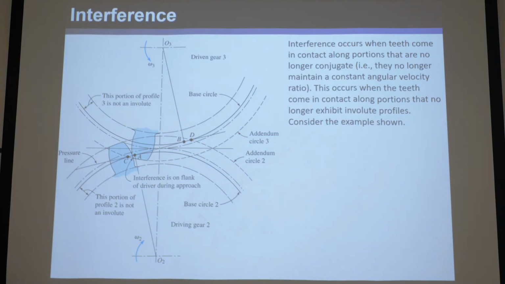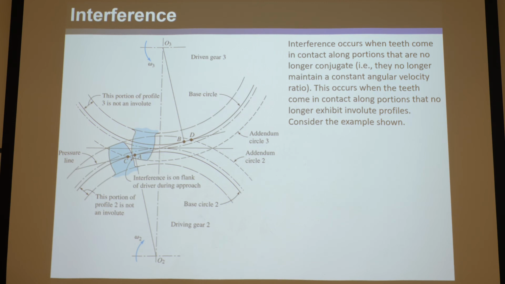Okay, so interference occurs when teeth come in contact along portions that are no longer conjugate. In other words, they no longer maintain a constant angular velocity ratio. They don't obey the fundamental law of gearing. This occurs when the teeth come in contact along portions that no longer exhibit involute profiles.